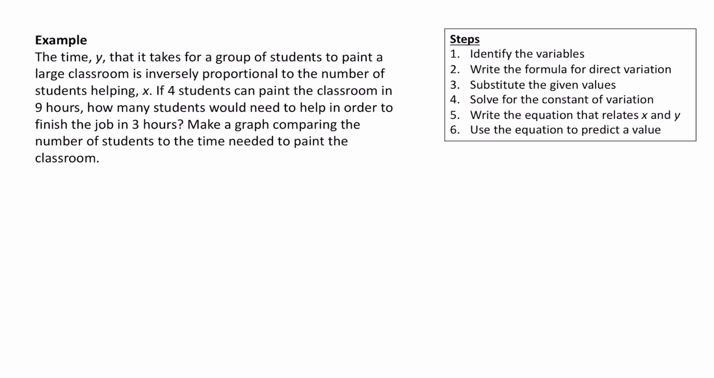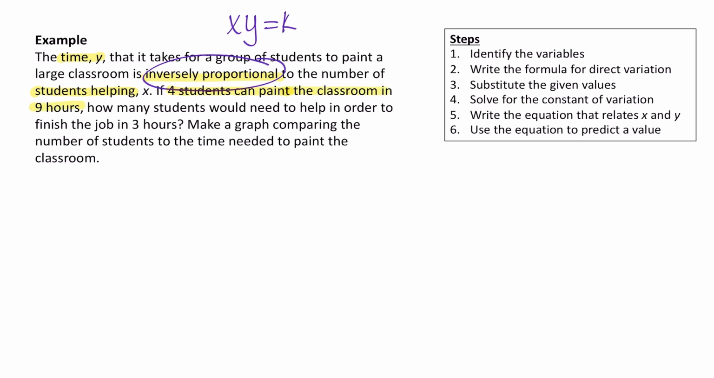So let's look at our important information. We have time is y, and it says that it's inversely proportional. So there's our very important phrase. We know that our variables are going to have the relationship xy equals k, where k is some kind of constant. And we have the number of students helping, which is x. It tells us that 4 students can paint in 9 hours.